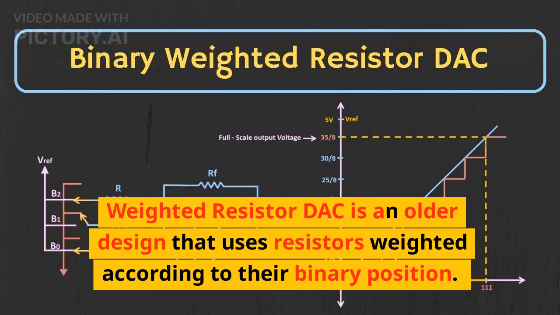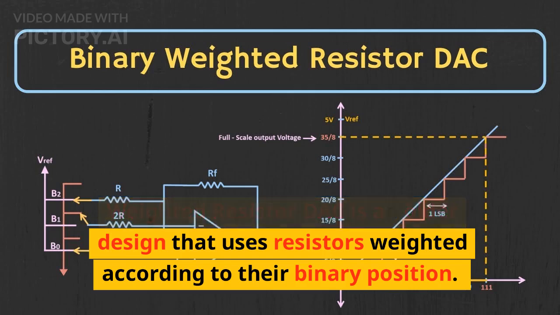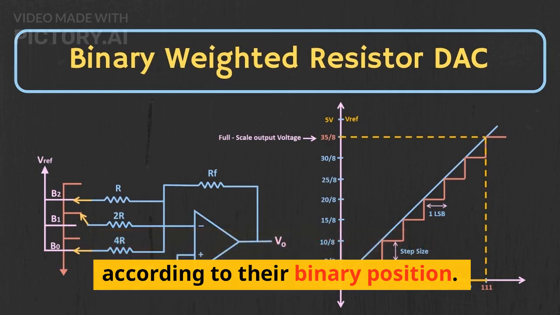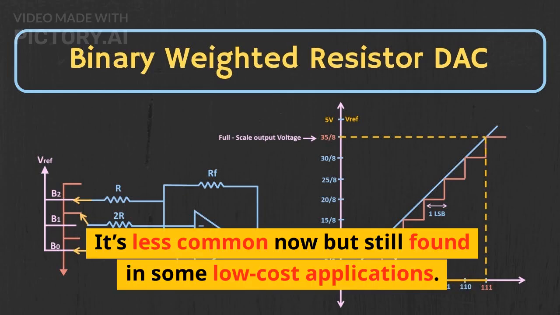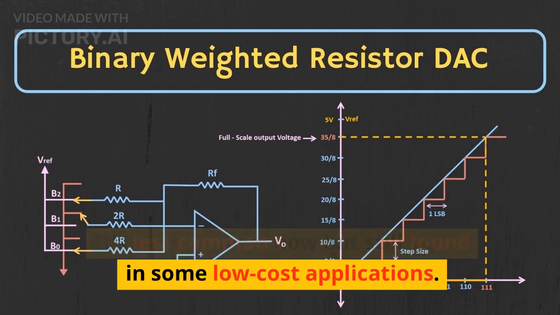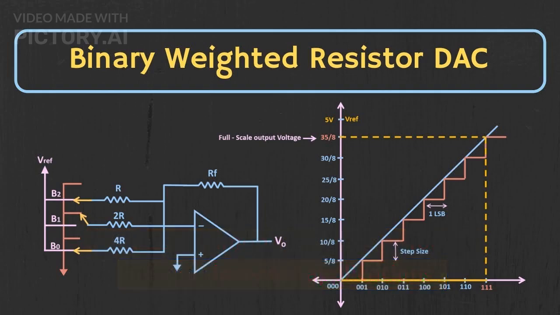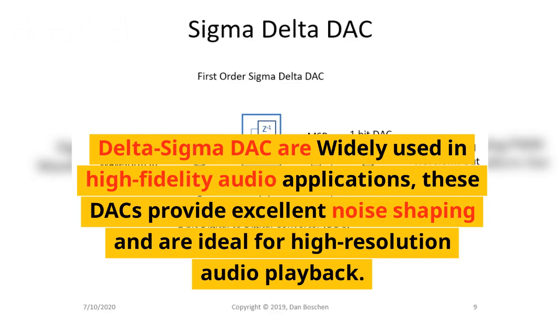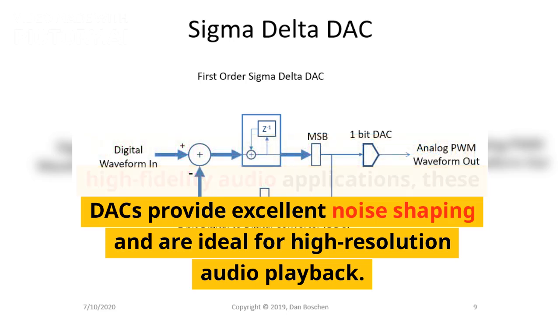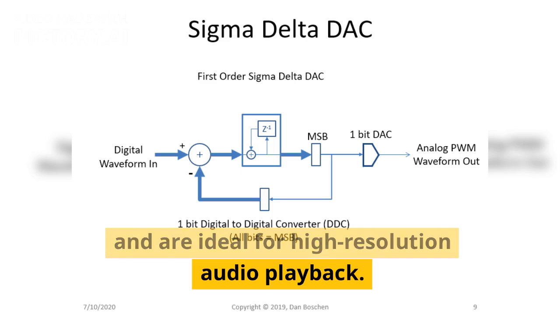Weighted resistor DAC is an older design that uses resistors weighted according to their binary position. It's less common now but still found in some low-cost applications. Delta-sigma DACs are widely used in high-fidelity audio applications. These DACs provide excellent noise shaping and are ideal for high-resolution audio playback.